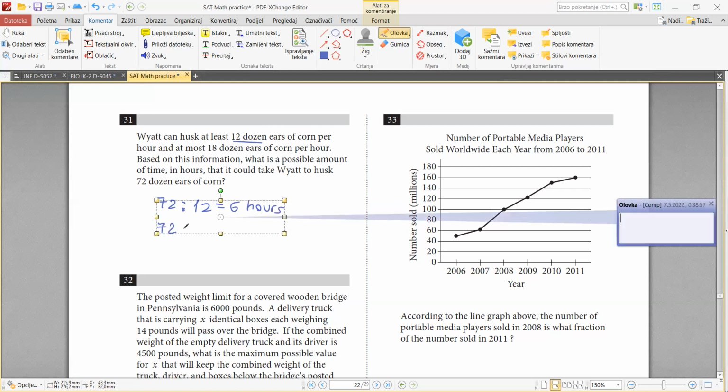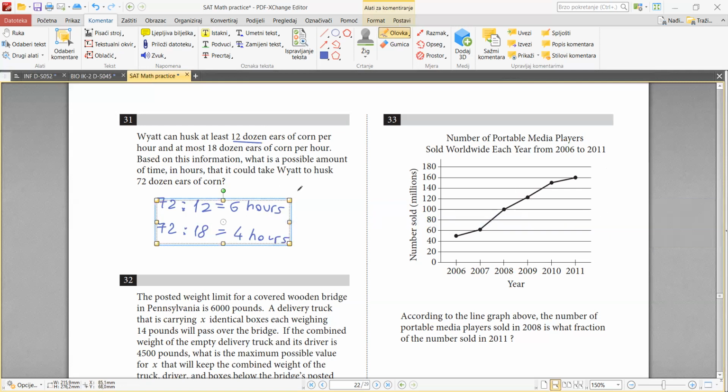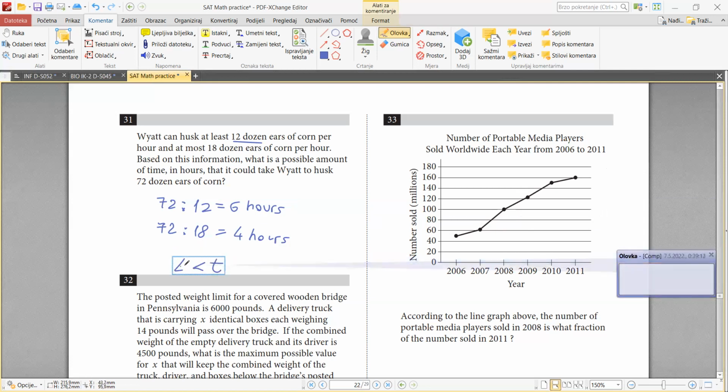And also 72 divided by 18 is 4 hours. So the possible amount of time is greater than 4 and less than 6 hours.